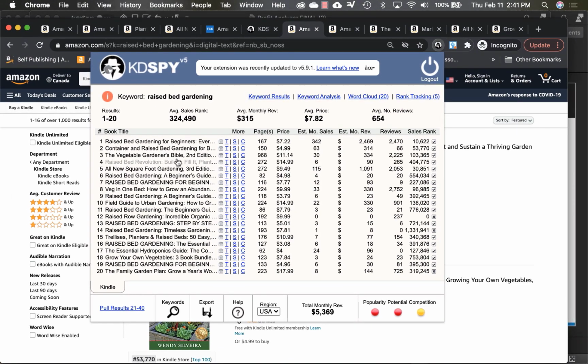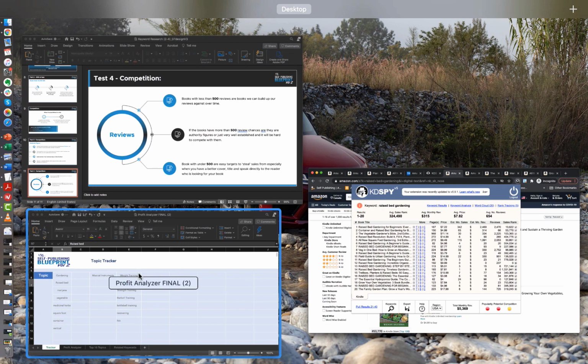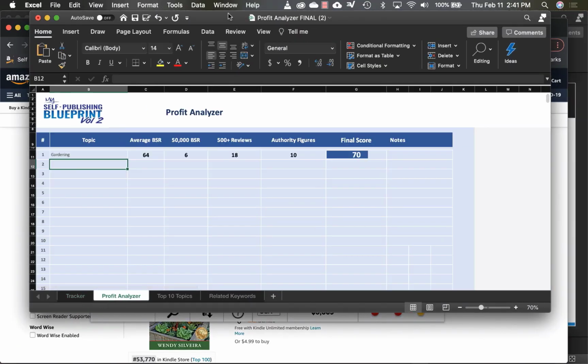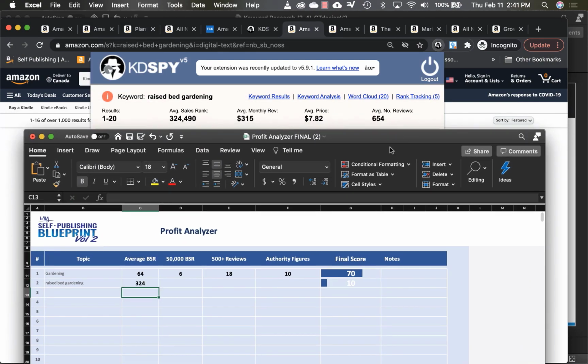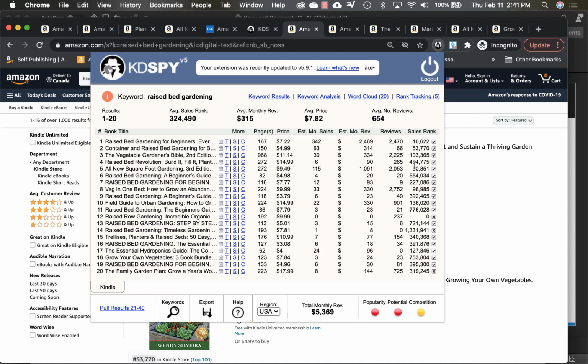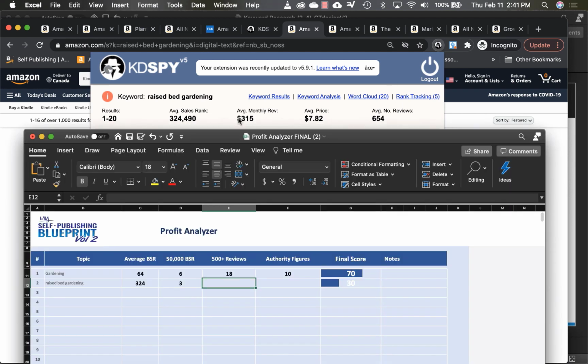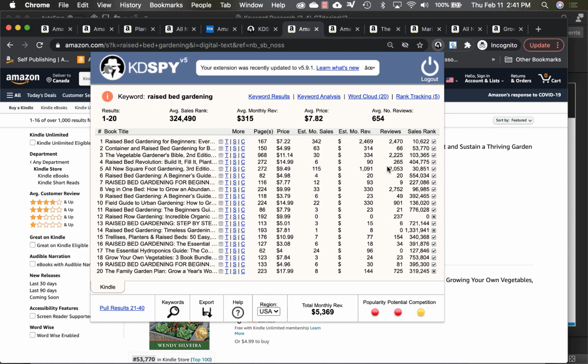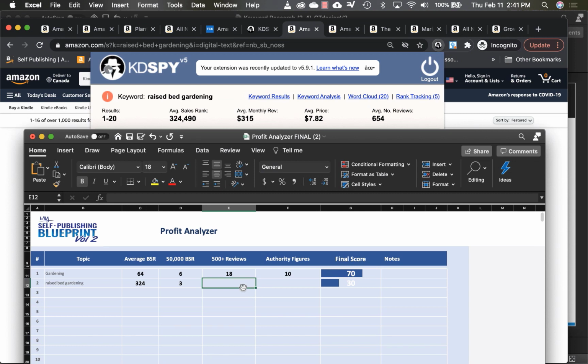Okay, so let's take a look. Profit analyzer. Okay, raised bed gardening. So the average sales rank is 324. How many books are under 50,000? 1, 2, 3, just 3. 500 reviews? 1, 2, 3, 4, 5, 6. Way better than the other one.